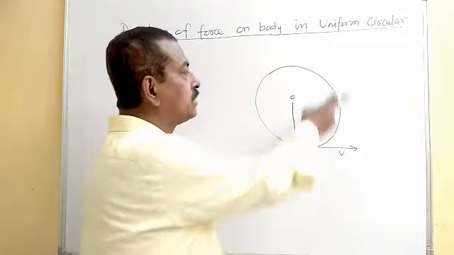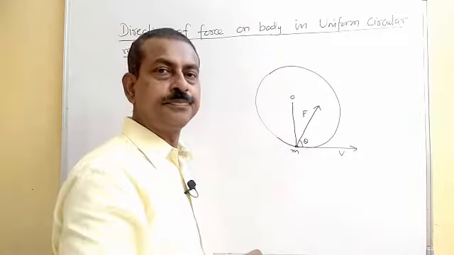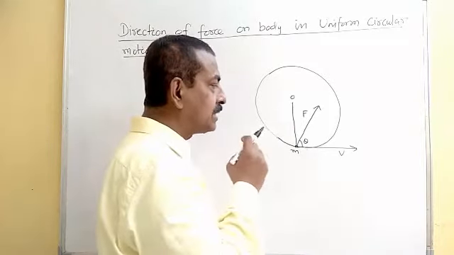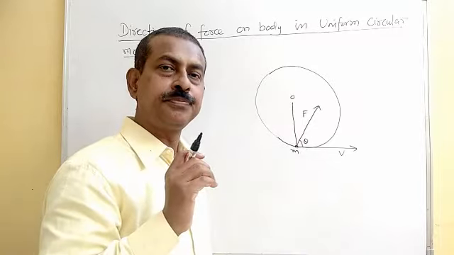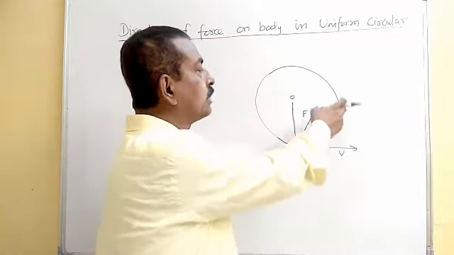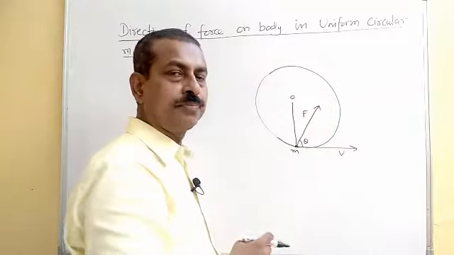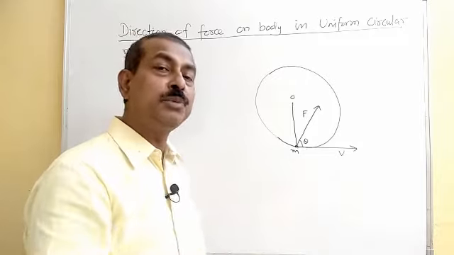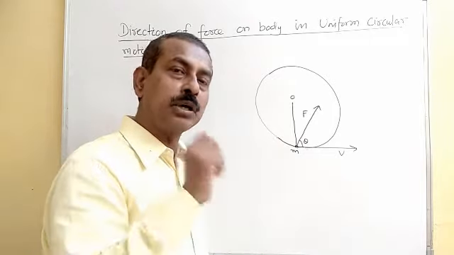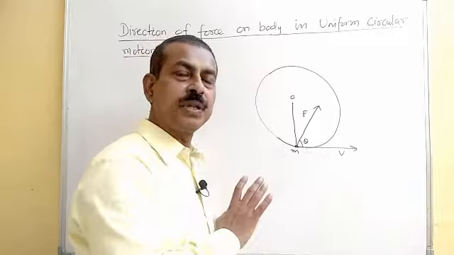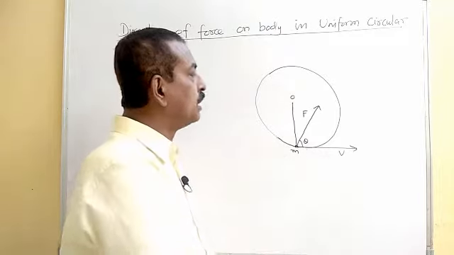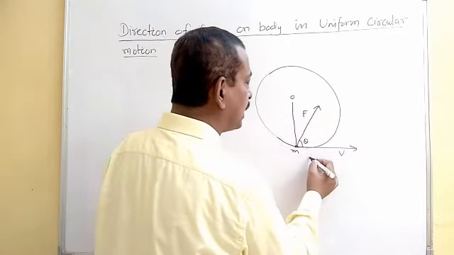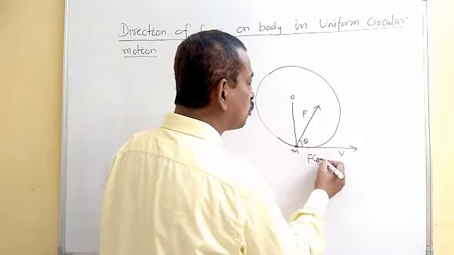Remember, the body is in uniform circular motion. So in that case, it is moving with constant speed. But as the particle will be moving along the circular path, at different points, its velocity will be in different directions. So velocity will be changing in direction, not in magnitude. Magnitude will remain the same because it is moving with uniform speed. So here, we take the component of the force along the tangential direction. That force will be F cos theta.